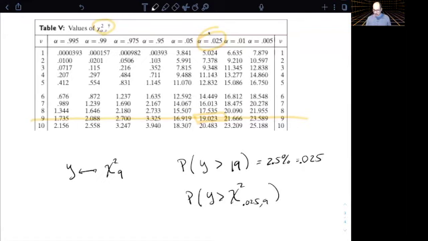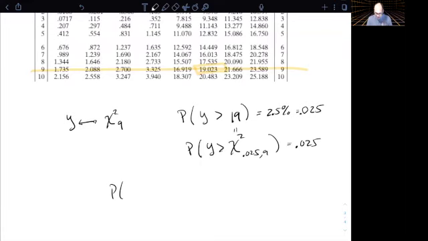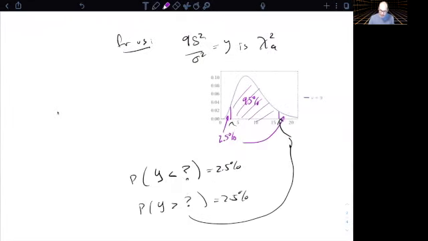So by definition, being 19, this is the number such that you have a 0.025 probability of being to the right. So in general, the probability that a chi-squared 9 variable is bigger than this magical number, chi-squared alpha comma 9, is alpha. Now how do you get the other endpoint on the left?